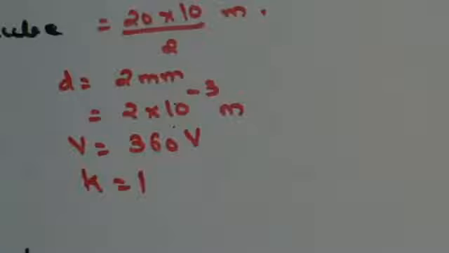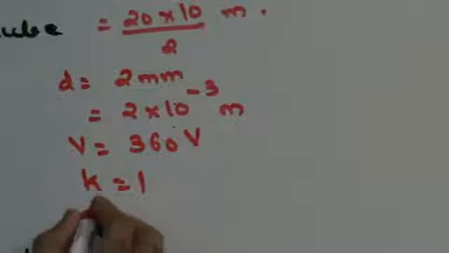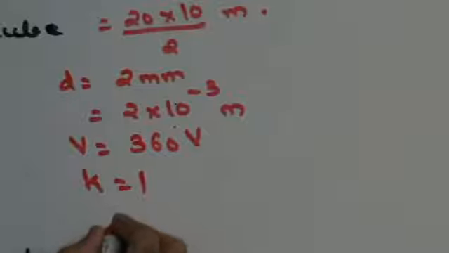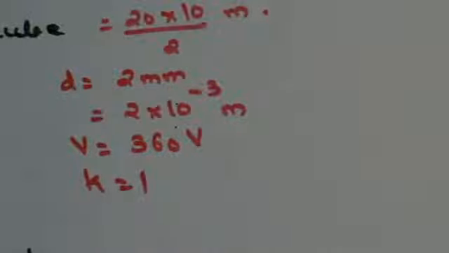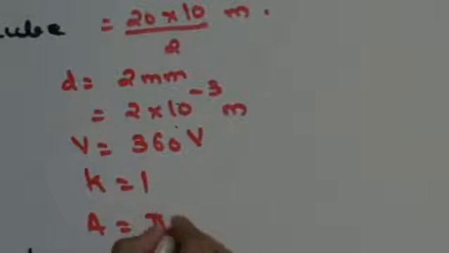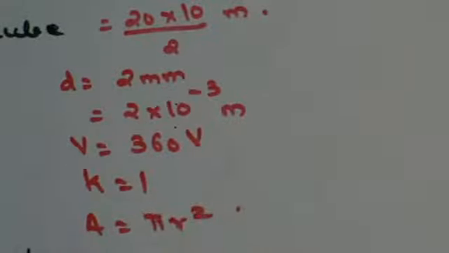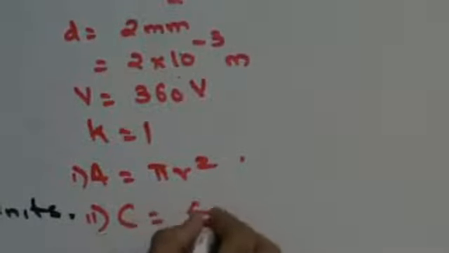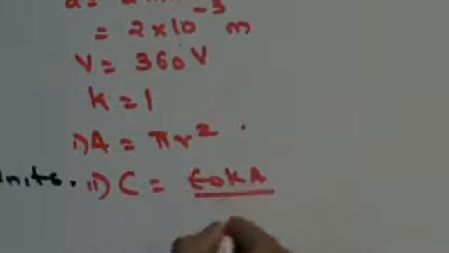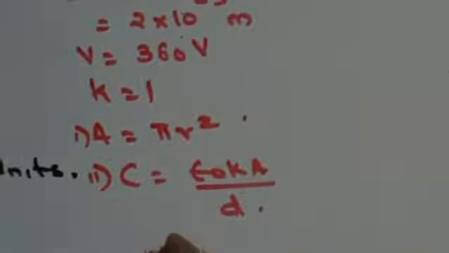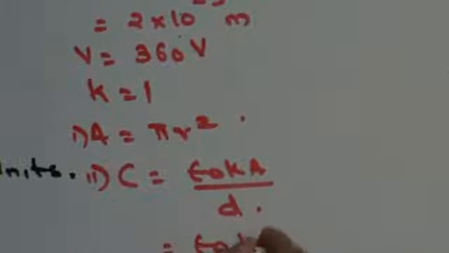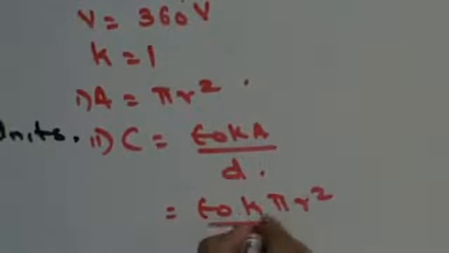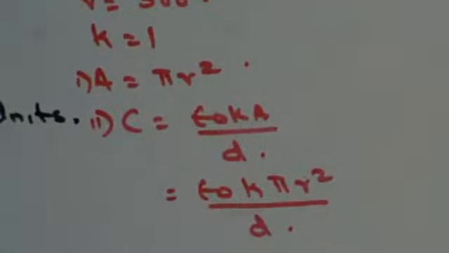Nothing is given, that means K will be equal to 1. Very simple, similar to the previous sum. First of all, let's find out the area. Now see, you have circular plates, so the area of each plate will be pi r square. Once I have the area, then I can find out the capacitance, that is epsilon 0 KA upon d. So this is going to be nothing but epsilon 0 K pi r square upon d. That will give me the capacitance.